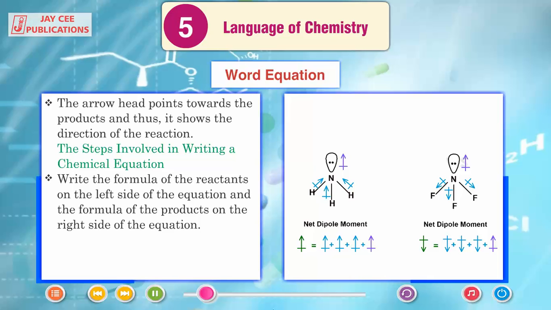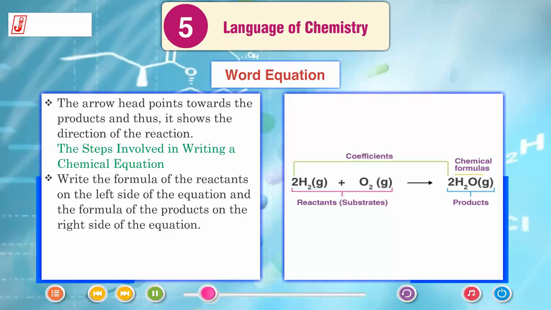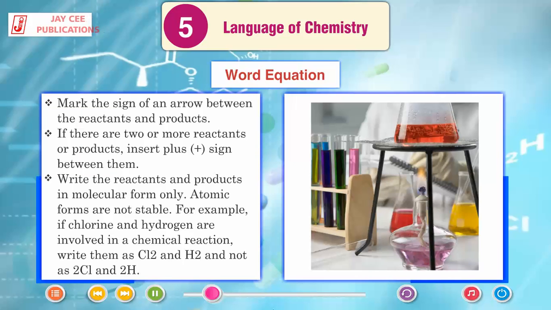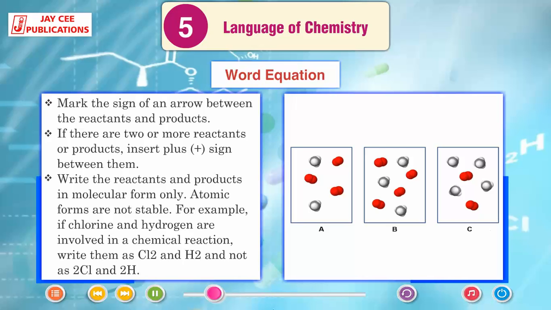The steps involved in writing a chemical equation: write the formula of the reactants on the left side of the equation and the formula of the products on the right side of the equation. Mark the sign of an arrow between the reactants and products. If there are two or more reactants or products, insert a plus sign between them. Write the reactants and products in molecular form only. Atomic forms are not stable.